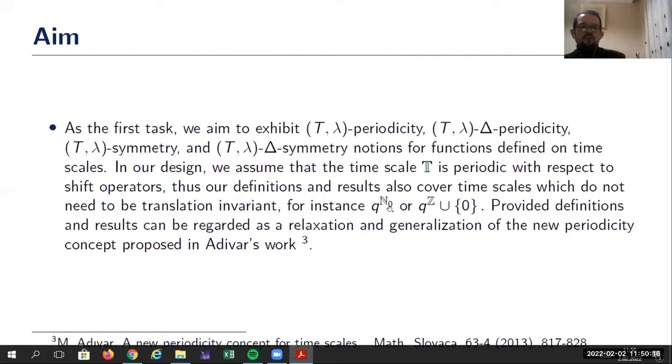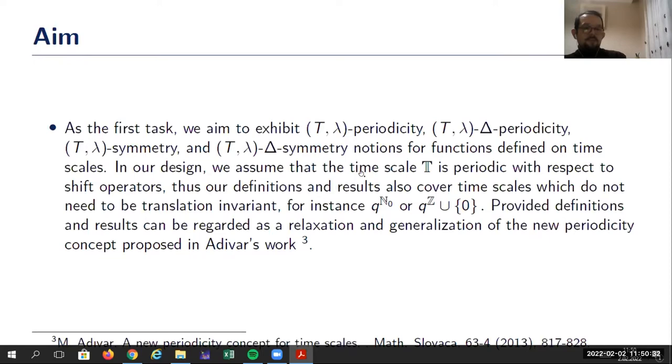First of all, I will be considering T lambda periodicity, T lambda delta periodicity, T lambda symmetry, and T lambda delta symmetry for time scales by employing shift operators. And then we will establish Massera type theorems according to those definitions.